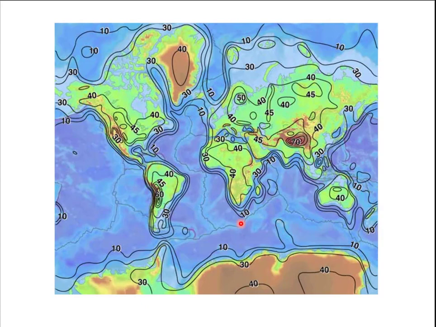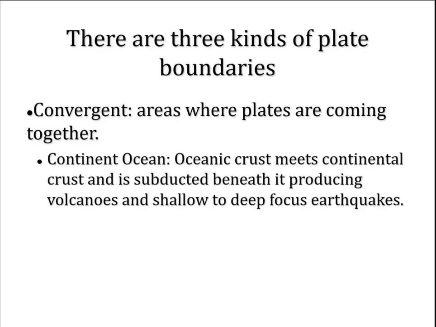Okay, so two different kinds of crust. If we have two different kinds of crust, we can bring them together in three different ways, right? We can bring continent up against ocean, we can bring ocean up against ocean, or we can bring continent up against continent. So if I have two different kinds of crust, there's three different combinations. And each is a little bit different. Let's start with continent ocean.